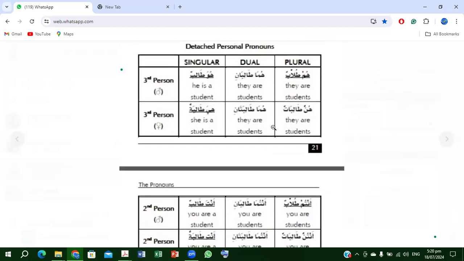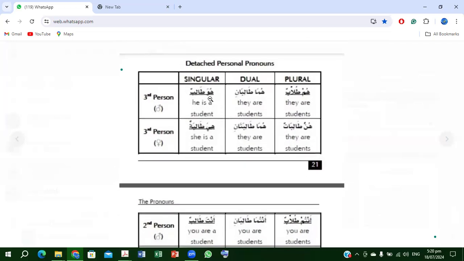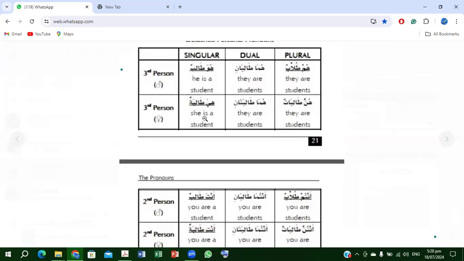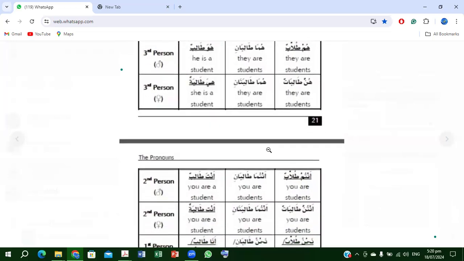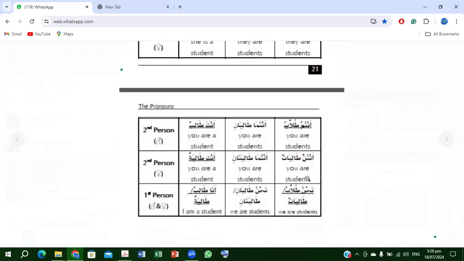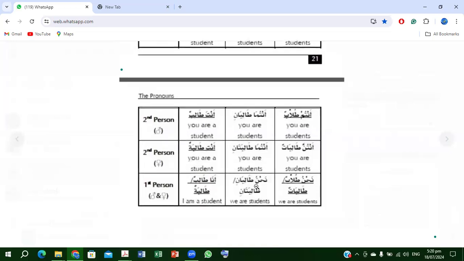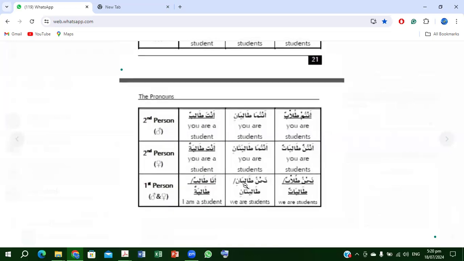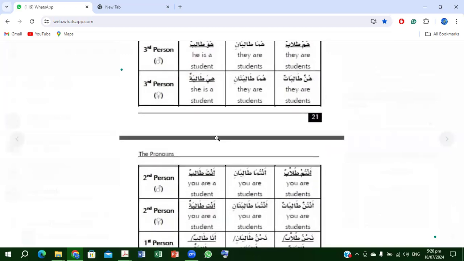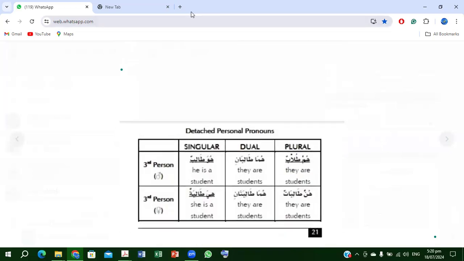Okay, so how do you need to remember pronouns? Just have a look at it again. Huwa, huma, hum, hiya, huma, hunna. Anta, antuma, antum. Anti, antuma, antunna. Ana, nahnu. So these are detached pronouns. They always come separately. Okay? Any question? Is it clear, everyone? You can give me a thumbs up or you can write in the chat so that I can go next if it is clear.